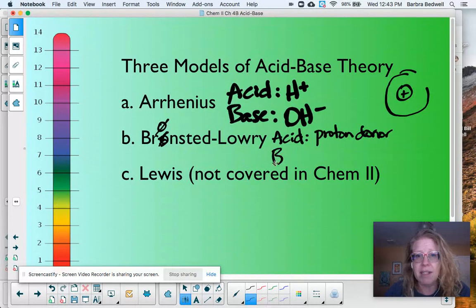What was different here is the way that they defined a base. And they defined it in reference to this.